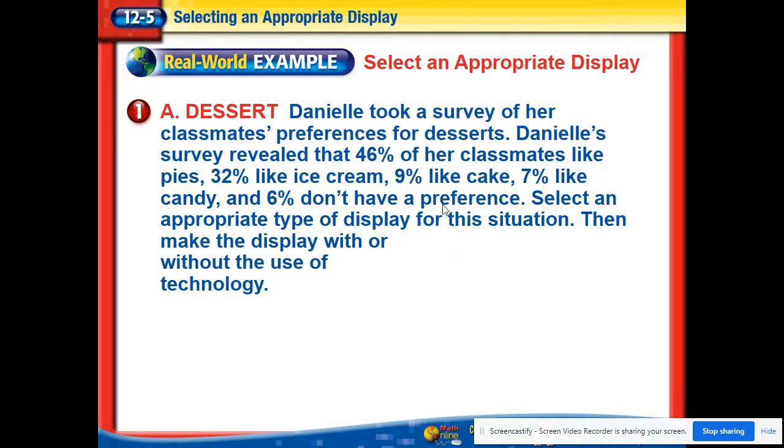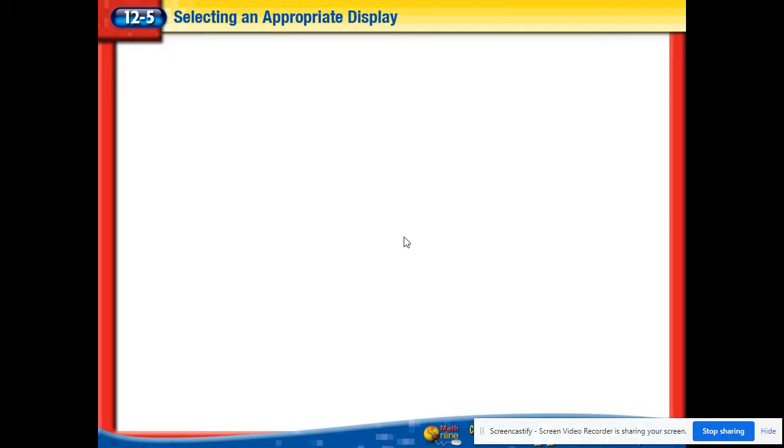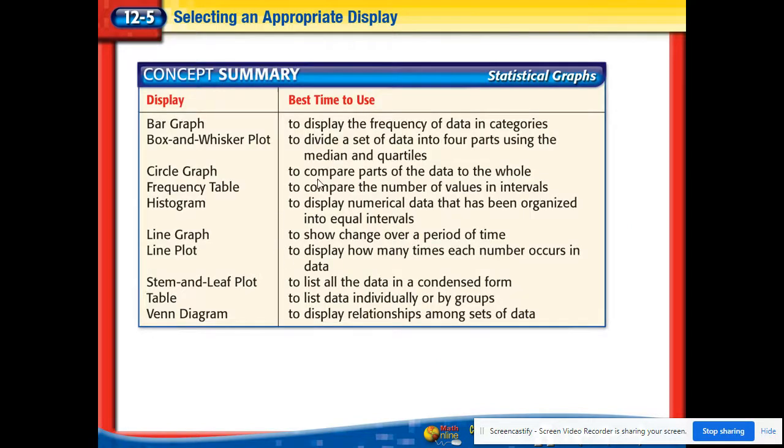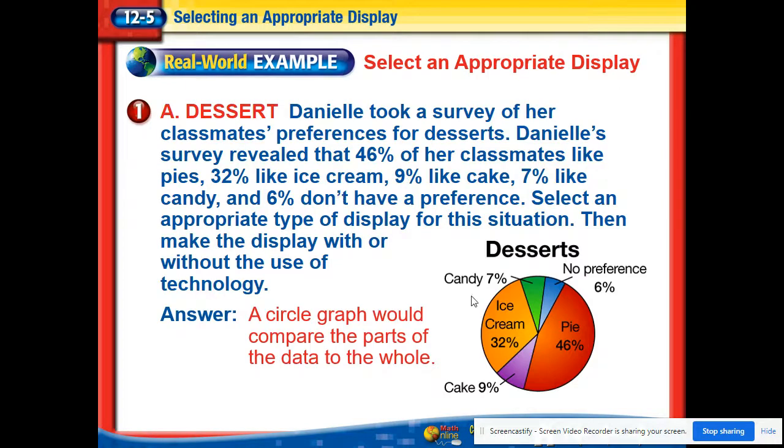So Danielle took a survey of classmates for dessert and revealed that 46% like pie, 32% ice cream, 9% cake, 7% candy, and 6% really don't have a preference. So these are all percentages of the whole. So what kind of graph would we use to do this? Again, going back to it, comparing parts of data to the whole. That's a circle graph or a pie graph. And as you see, that's what they have here. Kind of interesting that we have a pie in the pie graph. So a circle graph would be the best one to do here.